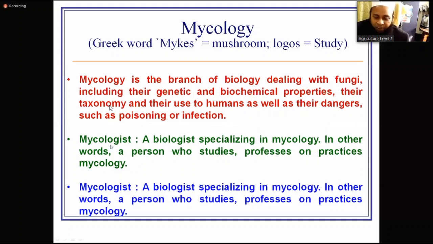Okay. So what is a mycologist? A mycologist is nothing but a person, a biologist who studies mycology. How can I define a mycologist? A biologist specializing in mycology. So a person who has specialization in mycology is a mycologist. In other words, a person who studies, or professes, meaning who teaches or practices mycology. So I believe you understand what is mycology and what is a mycologist.